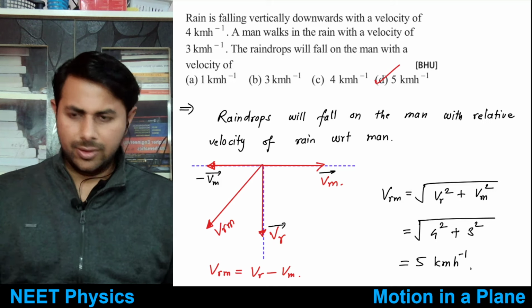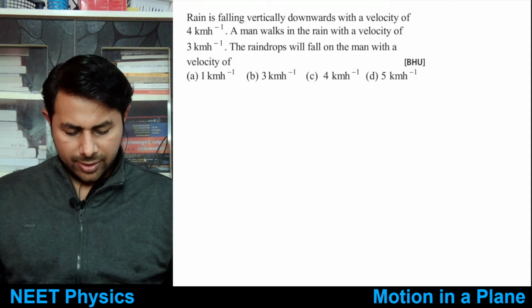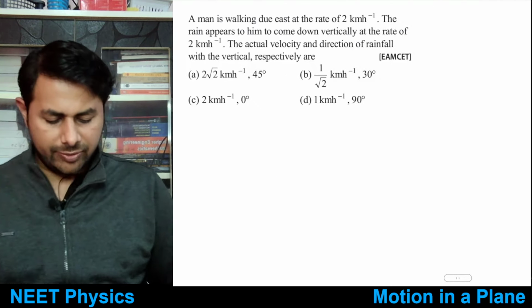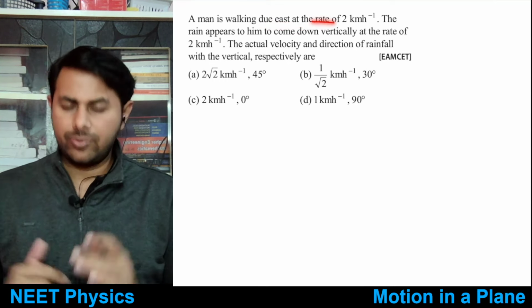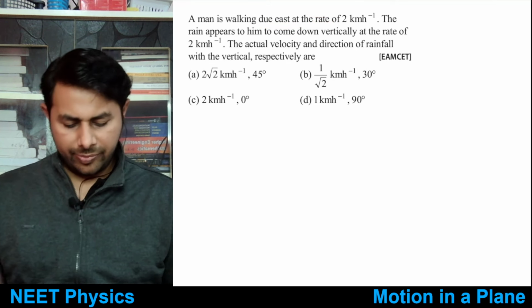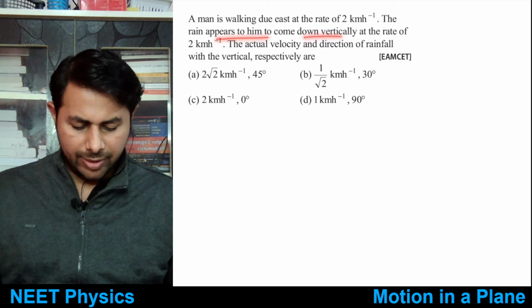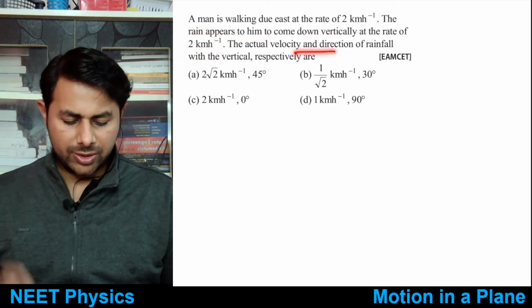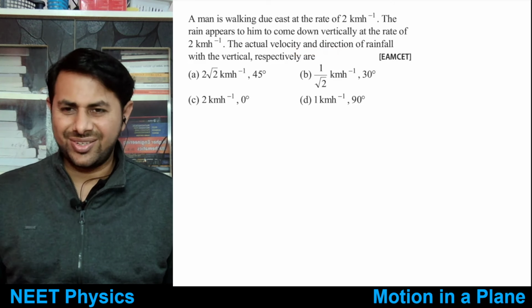Good. All right, then let's see next one. Rain is falling vertically downwards. Is that the same one? Yes, it's the same one. A man is walking due east at the rate of 2 kilometers per hour. The rain appears to him to come down vertically at the rate of 2 kilometers per hour. The actual velocity and direction of rainfall with the vertical respectively are.